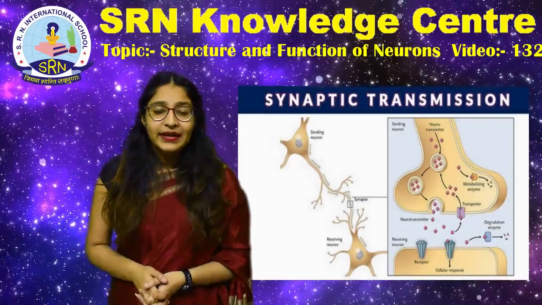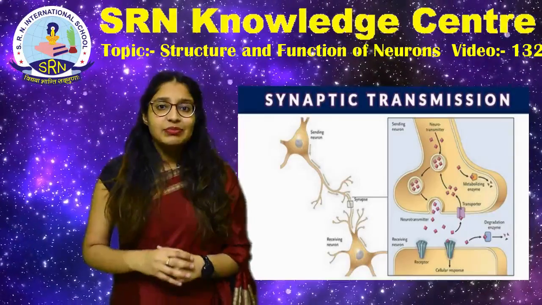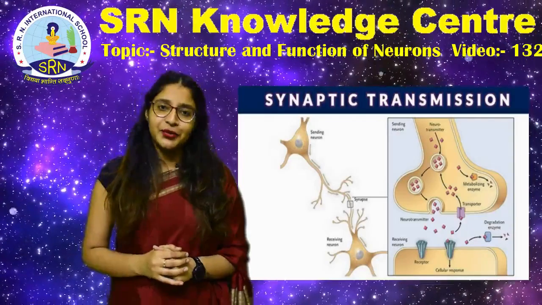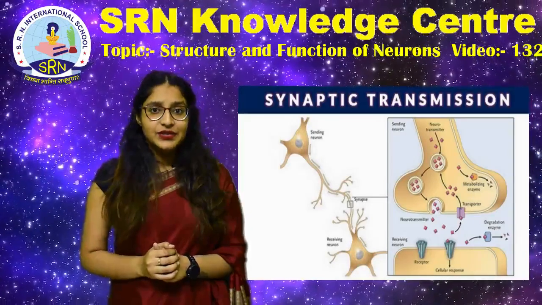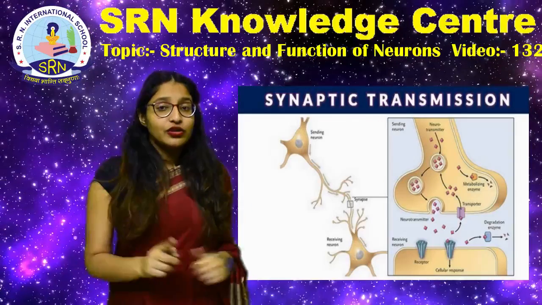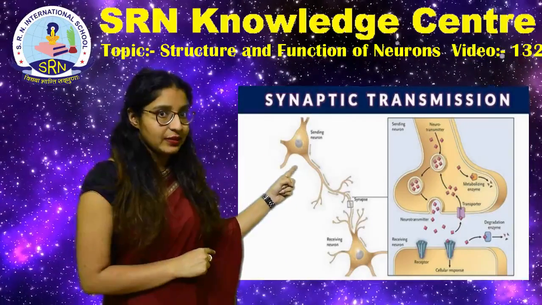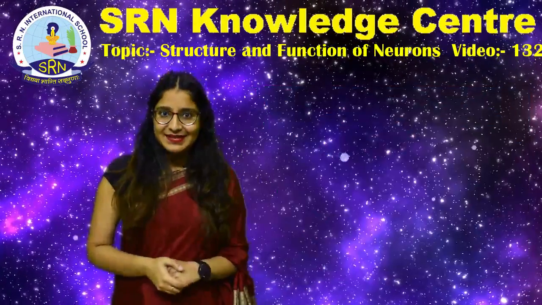The neural impulse from one neuron is transmitted by a complex synaptic transmission process to another neuron. The conduction of neural impulse in the axon is electrochemical, while the nature of synaptic transmission is chemical, and these chemical substances are known as neurotransmitters.